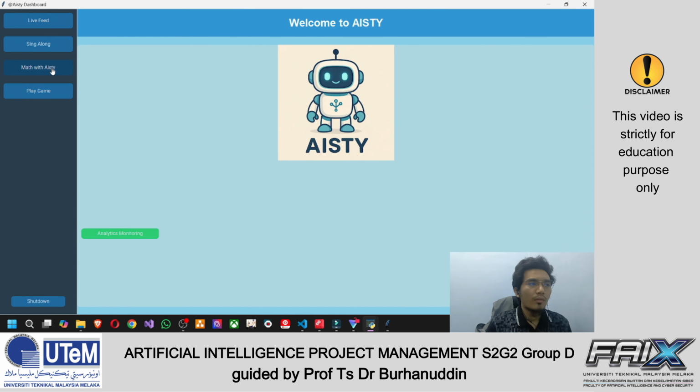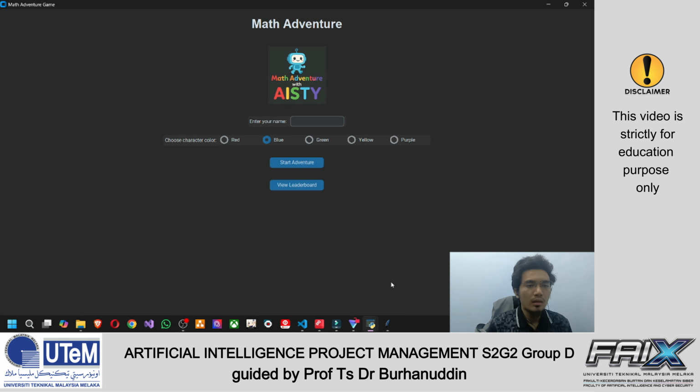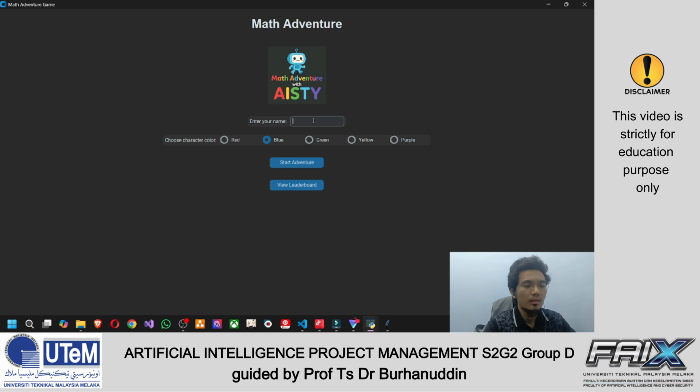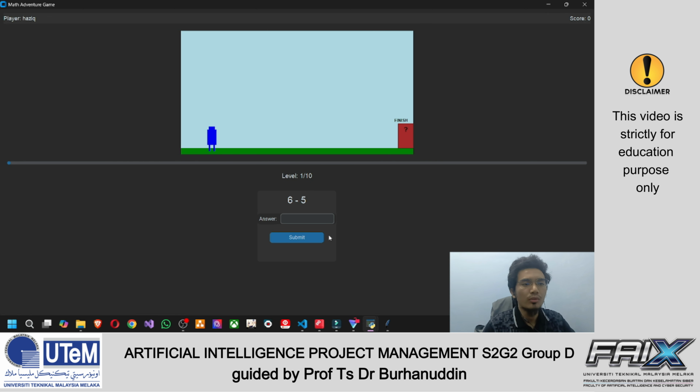Moving on to Math with AIsty, the children can play games that are based on mathematics. What the teacher will see is the leaderboard, where the teacher can help the children who need help and who need to be focused. For example, we can use Hakim. This is how it shows. It shows the level. We just answer the question, and it will gradually get harder and harder.